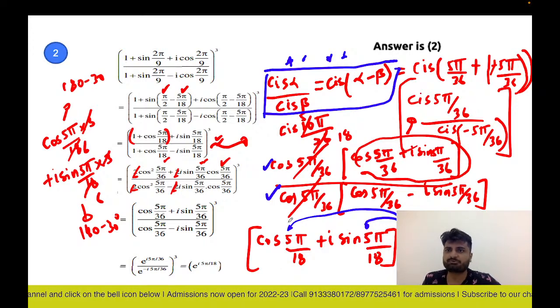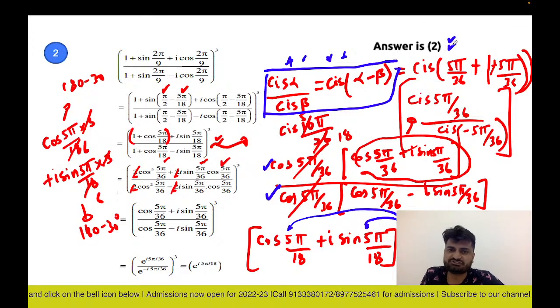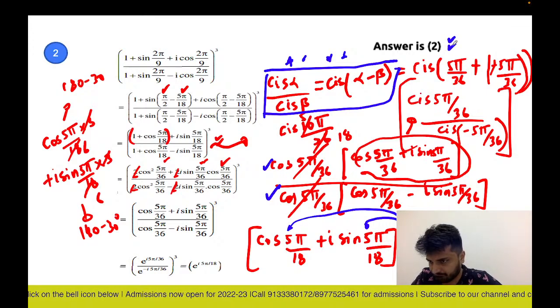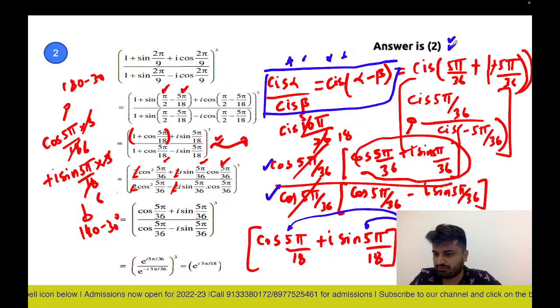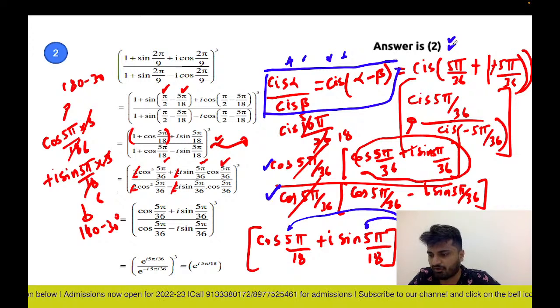So you can do that. Option 2 is the answer. You can just do the final step as homework. So very simple rule, this one. I hope all of you are following it.